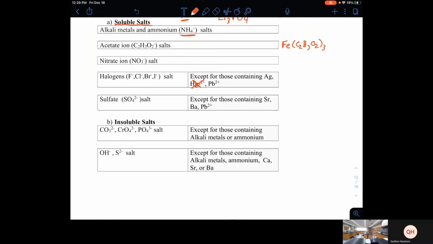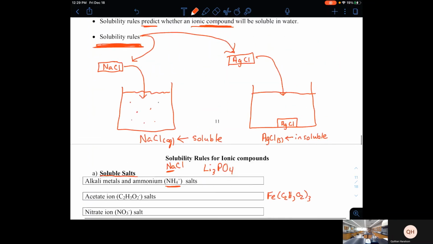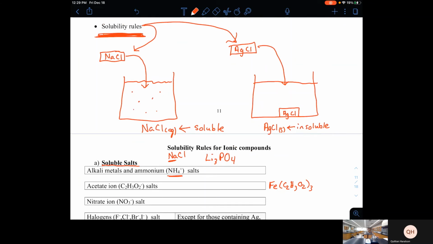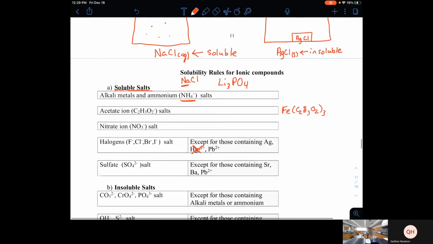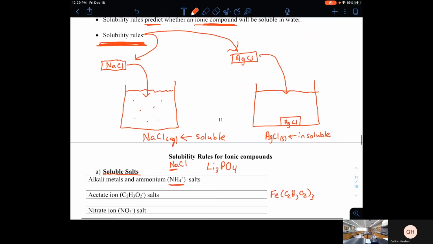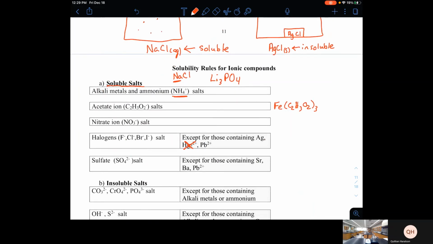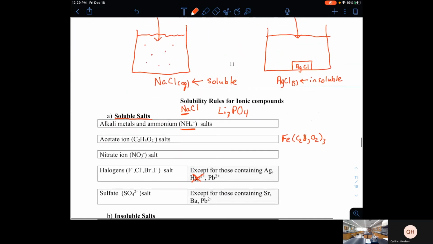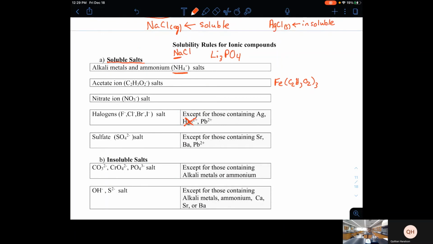Before I go any further, look back up here. Here goes a silver attached to a halogen. And if you remember, I told you it would not dissolve in water. That's because, for the most part, halogens with any other metal besides silver and lead 2 will dissolve in water. But silver is one of the exceptions that makes it insoluble. So it's silver and also lead 2 that will cause the halogens to be insoluble. What I told the class to do is just think about AP, like the AP courses. A being silver, P being lead, and in this case, lead 2.